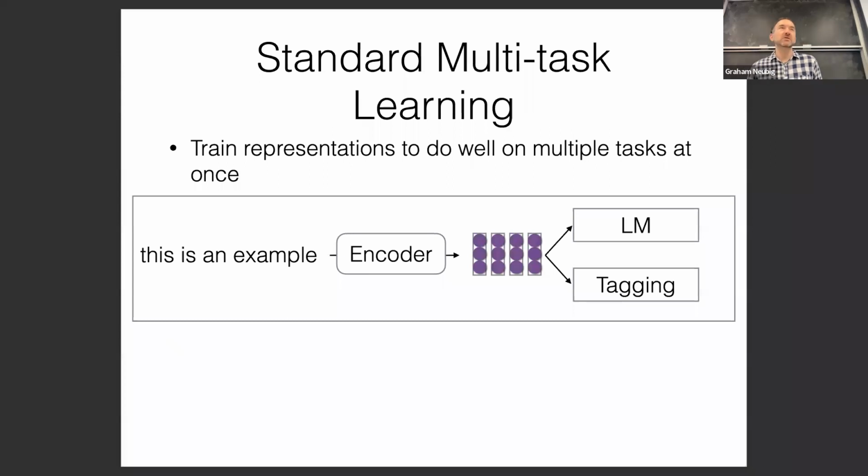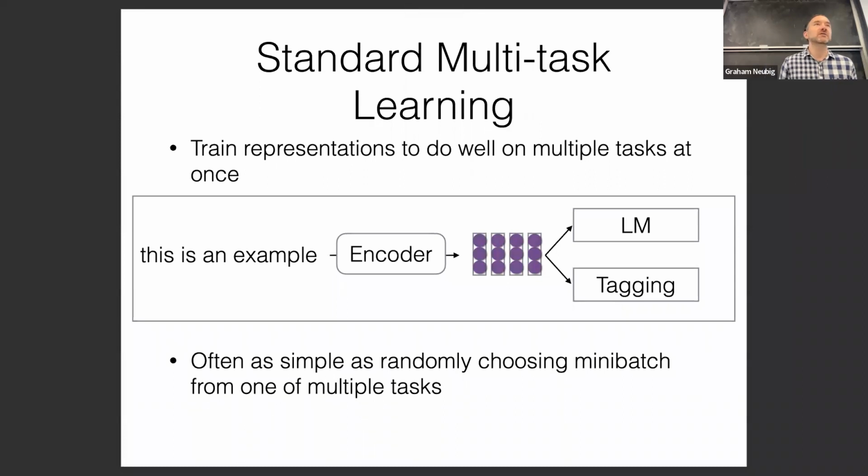When I say this is easier, it's easier to an extent. There are still things you need to think about, and I'm going to be talking about some of them later. But basically, often it's as simple as just randomly choosing a mini batch from one of the multiple tasks here. So you choose a mini batch from language modeling, then you choose a mini batch from tagging, you choose another mini batch from language modeling, you choose another mini batch from tagging, et cetera, et cetera.